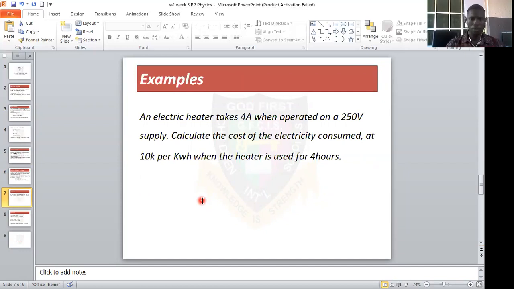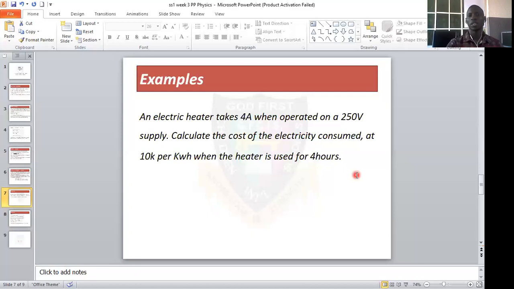Calculate the cost of electricity consumed at 10K. That is the cost, the charge per kilowatt hour. 1 kilowatt hour is equal to 10K, let's say 10 kobo. So when the heater is used for 4 hours, 1 kilowatt hour is 10K. So now we are asked to calculate the energy consumed in 4 hours. So what do you do now?